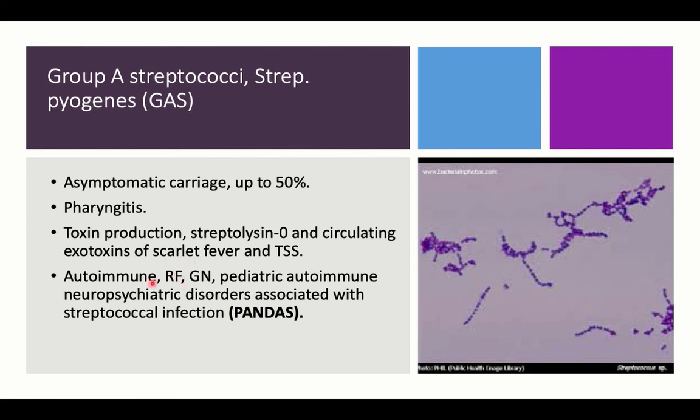These autoimmune phenomena include rheumatic fever, presenting mainly in the heart, post-streptococcal glomerulonephritis, and the pediatric autoimmune neuropsychiatric disorders associated with streptococcal infection, or PANDAS. Remember PANDAS: a child, especially a girl, presenting with new onset neuropsychiatric manifestations, maybe chorea, for example, as neurological or other abnormal movements, or psychiatric manifestations, abnormal behavior in a girl who was previously normal. Suspect PANDAS.